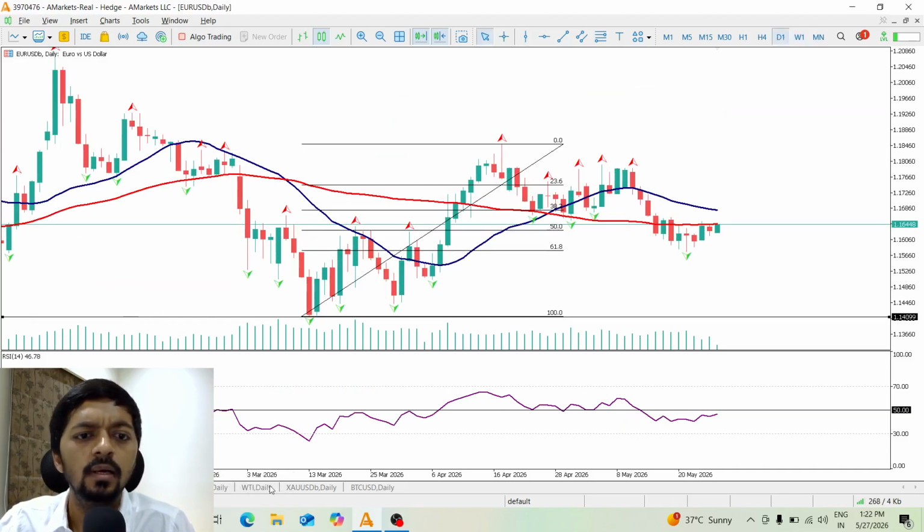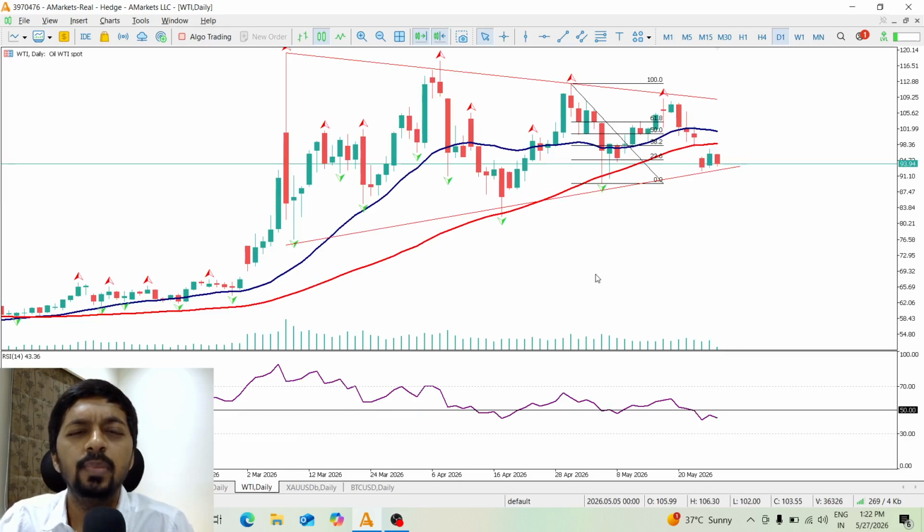Now if you look at the WTI pair, it is trading at the 93-94 level. We already updated that if you are a low risk high reward buyer, then definitely this is a strong buying zone for you. But if price fails to sustain above the 90 level and breaks below it, we can expect further downside momentum up to 85, even 80 level.